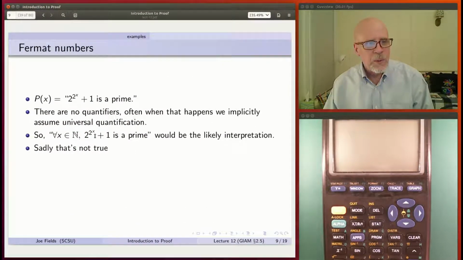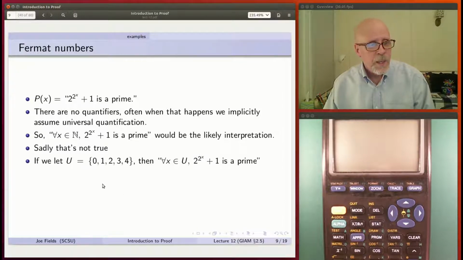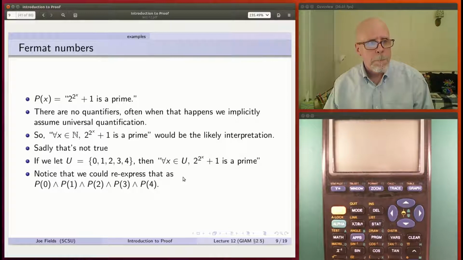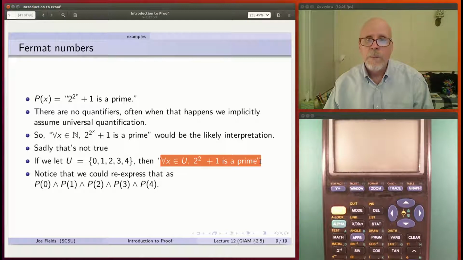It's not true that 2 to the 2 to the x plus 1 is prime, but Fermat thought it was. If you let U be the universe 0, 1, 2, 3, 4, then in that universe, this is a true thing. For all x in U, the Fermat number is a prime number. Here's a funny thing that I just want you to notice at this moment, but we'll come back to this issue. Saying that for all x in that universe, 2 to the 2 to the x plus 1 is prime could be rephrased as a bunch of things ANDed together. The sentence P of x could be replaced with P of 0. That is, this thing is true when x is 0, and it's true when x is 1, and when x is 2, and 3, and 4. So that conjunction of a bunch of things really is the same meaning as the for all.